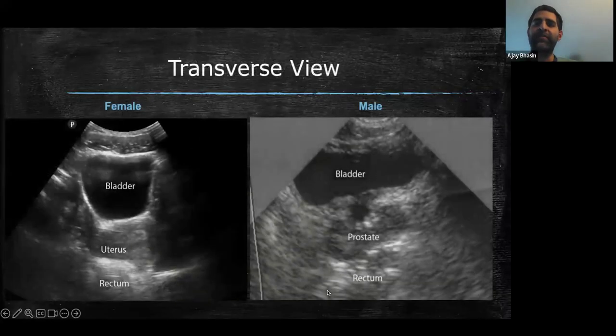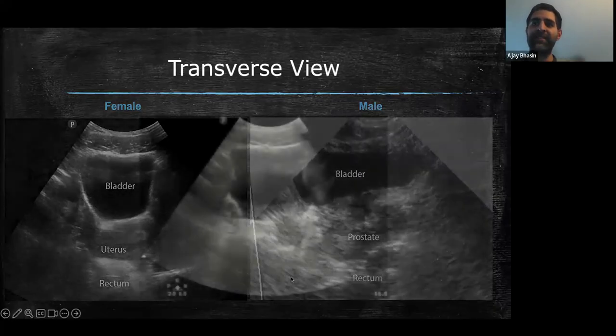The next slide, you're going from the transverse view, essentially doing all the same things, but now instead of that trigon shape, you now have a square shape to the bladder. So on the left for the female anatomy, the bladder overlying the uterus, which is overlying the rectum. And on the right, you have the bladder overlying the prostate, which is overlying the rectum.